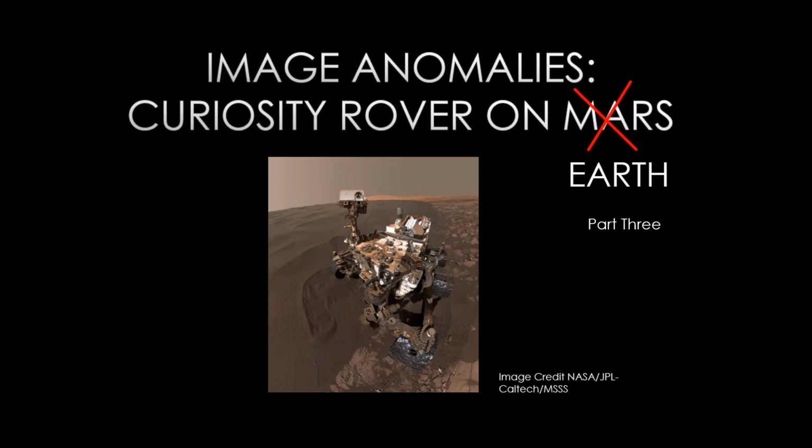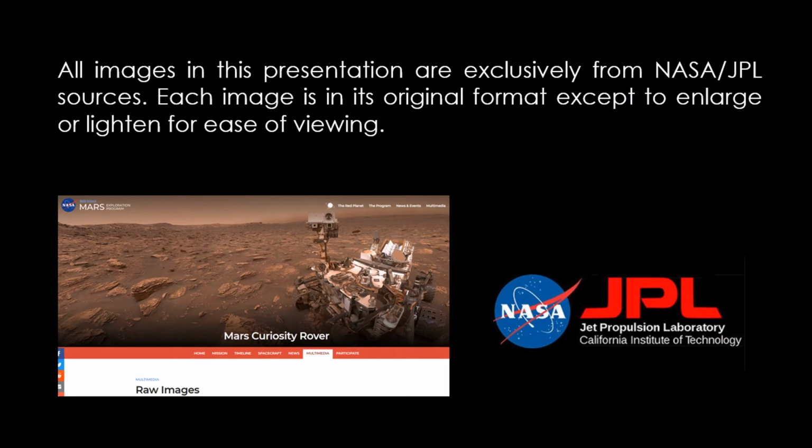For years, conspiracy theorists have claimed seeing odd objects in images of Mars that fueled theories that NASA was hiding signs of ancient alien technology on Mars. Perhaps there is another explanation for what they were seeing. This extraordinary journey now continues with indisputable evidence of the staging of the Curiosity rover on Mars. All images in this presentation are exclusively from NASA and JPL sources.